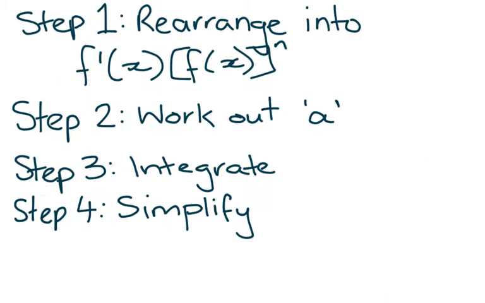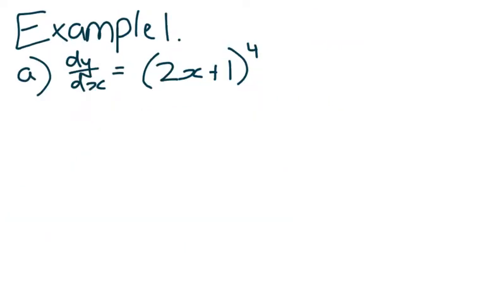So step 1, we rearrange our equation into f prime x, f of x to the power of n. Step 2 is we work out our value for a, and we'll talk a little bit about that through the examples. Step 3, integrate, and then step 4, simplify. So example number 1, we've got dy by dx equals 2x plus 1 to the power of 4.